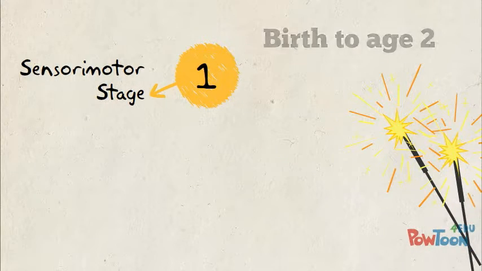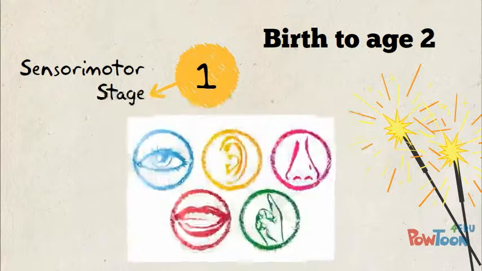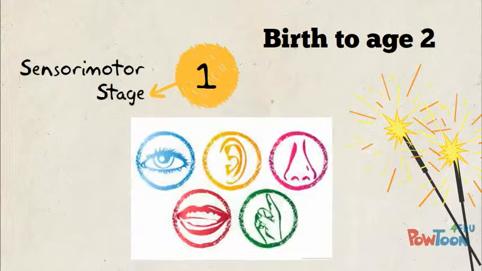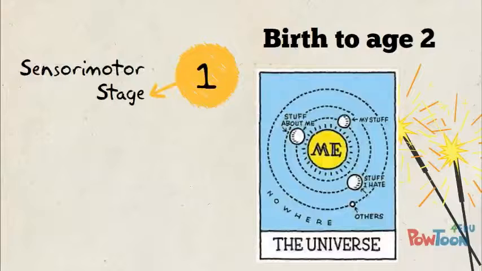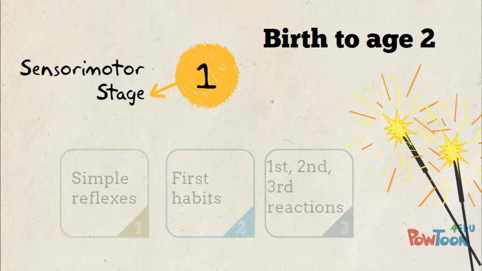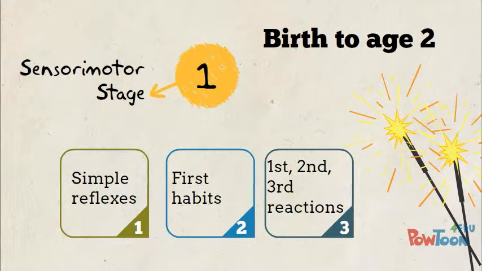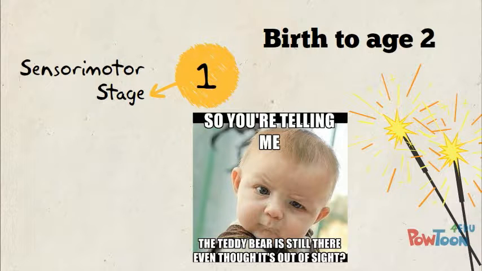Stage 1, sensory motor stage, is from birth to age 2. The child experiences the world through movement and their 5 senses. During the sensory motor stage, children are extremely egocentric, meaning they cannot perceive the world from others' viewpoints. The sensory motor stage is divided into substages, which include simple reflexes, first habits, primary, secondary, and tertiary reactions, as well as object permanence, which is understanding that objects continue to exist even when we can't see them.